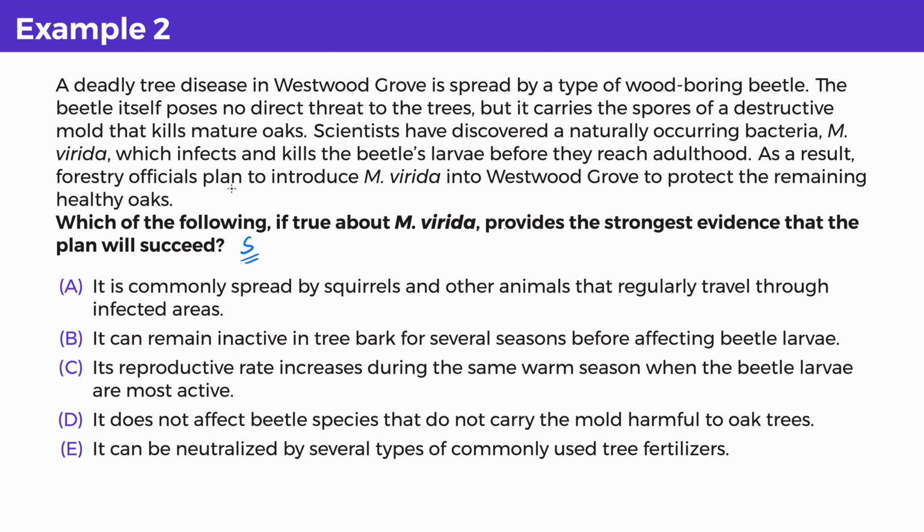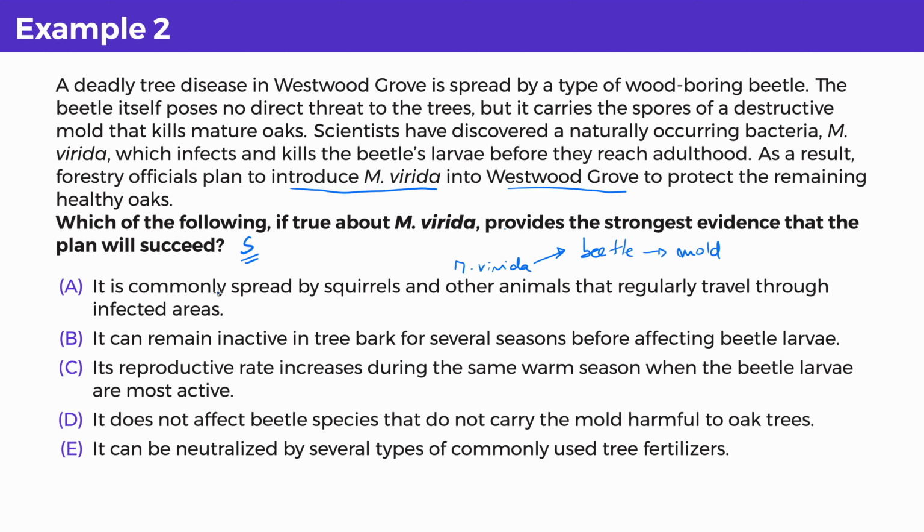Well, so our plan is to introduce the bacteria in the forest to protect oaks that are not affected by the disease yet. So we know that it's not the beetle that provokes the disease itself, but the beetle transports a mold, and that mold kills the major oaks. However, we know that there's a bacteria, M. virida, that can affect the beetle larvae before they reach adulthood. So if the M. virida attacks the beetle, what we are going to have is less beetle and of course less mold, and probably we are going to preserve the oaks healthy. So let's see which one of these strengthens the plan.